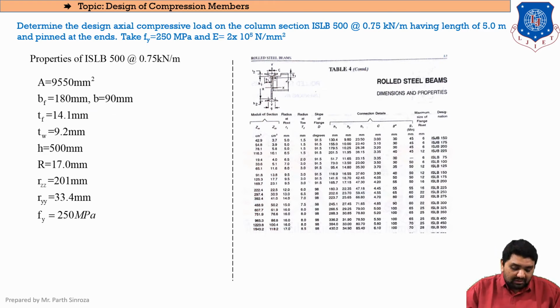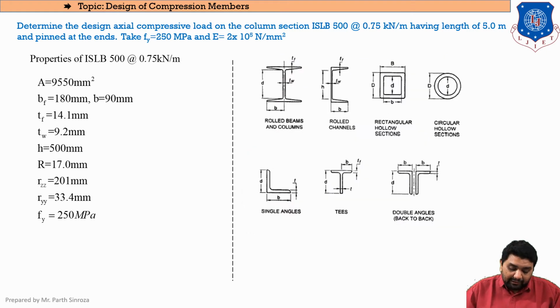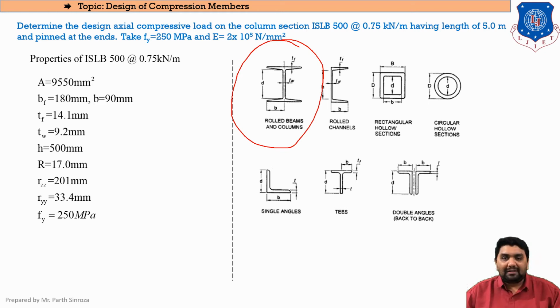Now why we took this term B is because it will be needed for the section classification, and for that you need to refer to page number 19. From page number 19 you can refer to this figure. This is for rolled beams and columns. This section, the I section, can be used either as a beam or as a column. Clear? Here we are dealing with columns.